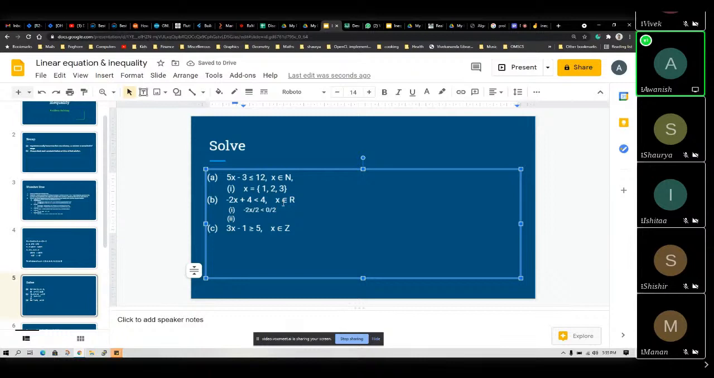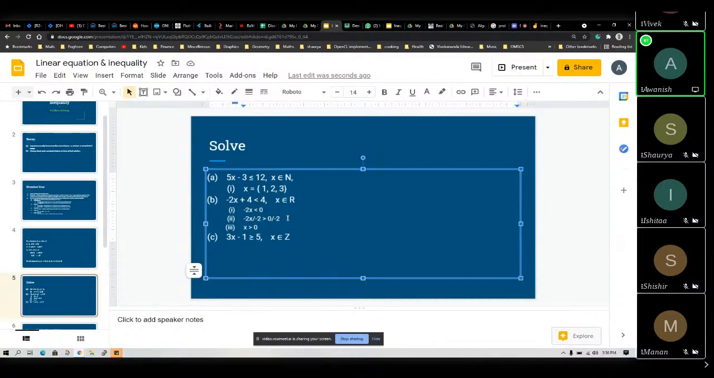I should say, let's do it in the next step. So minus 2x divided by minus 2 and 0 divided by minus 2. What will be the sign now? The sign will change, because we are dividing by minus 2, right? So what it will become on the left hand side, x greater than 0. And since x belongs to the real numbers, all values greater than 0.